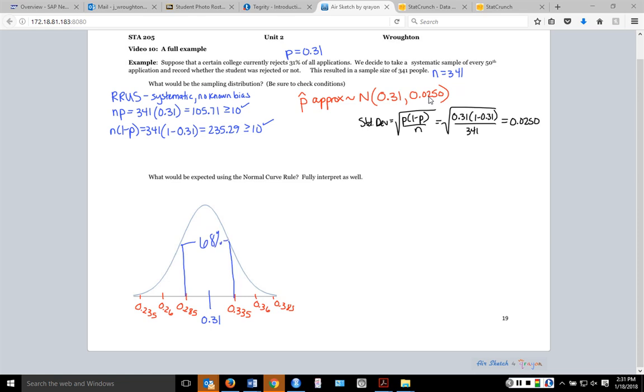68%. So then I know that when sampling 341 applications, 68% of the time, we should find that between our 28.5% and our 33.5% are rejected.